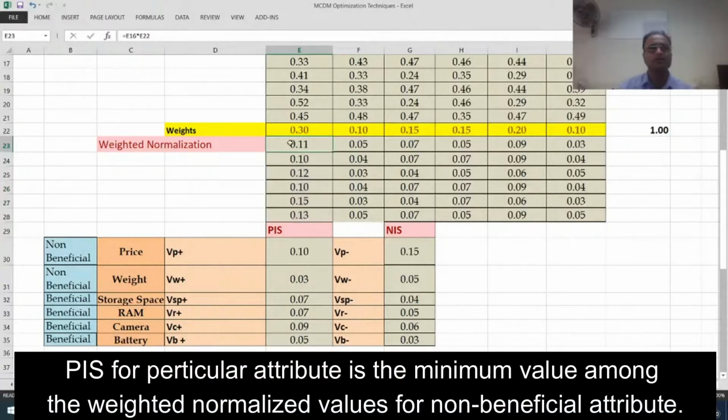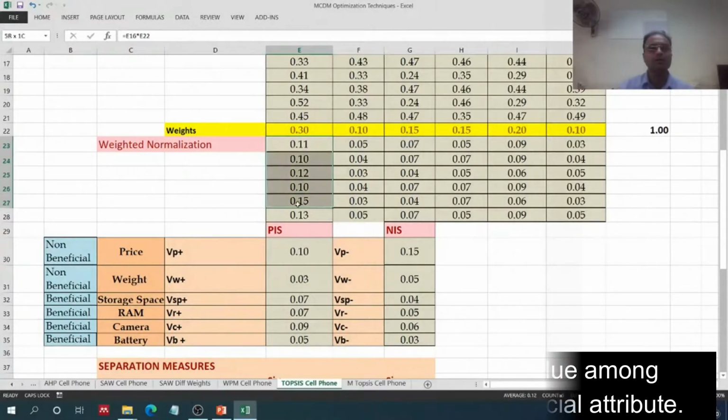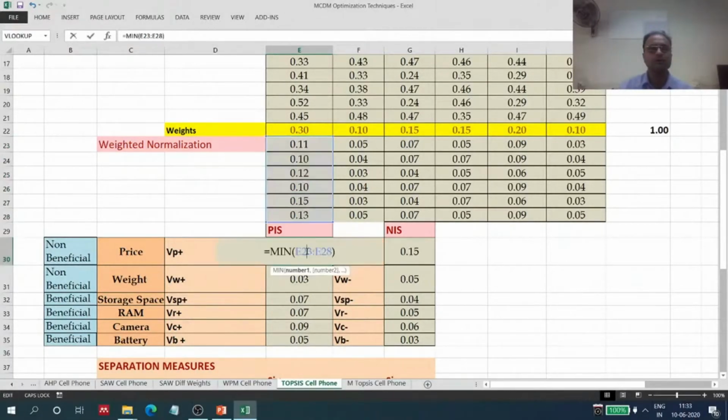That's why the minimum value is this one. So that is called the positive ideal solution for price. I hope you understood. The positive ideal solution for the price is the least of all these weighted normalized values. So you simply apply the formula minimum of all these cells, which is 0.10.